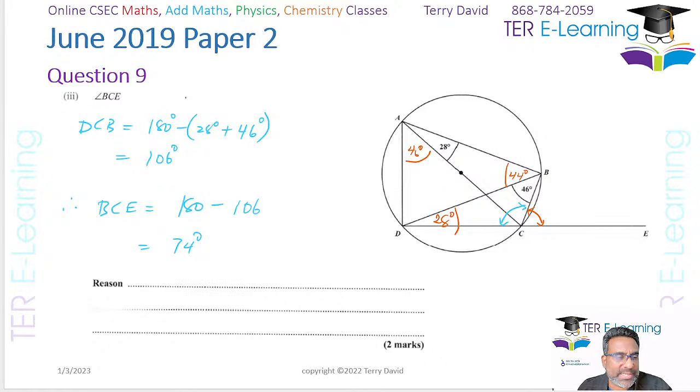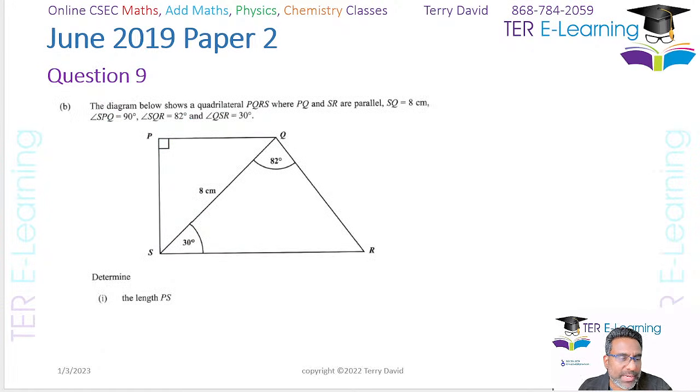Right, so I think we just have one more part here. Let me just do that part quickly. All right, so we have a diagram here. It shows a quadrilateral PQRS, and they said that PQ and SR are parallel. So that means this here is parallel to this. Therefore, the diagram we're looking at is a trapezium. That's what we're looking at, right?